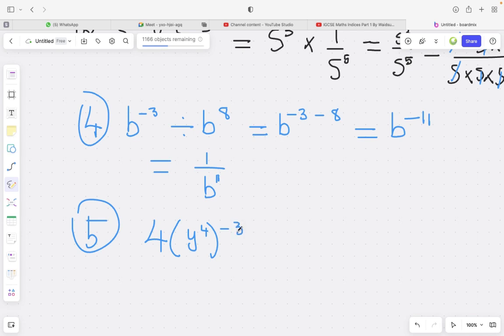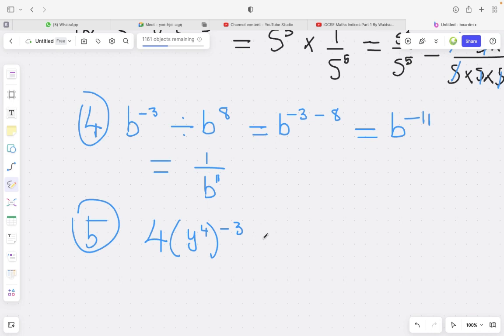They say simplify this. So what do we do? This power is only talking to something inside the bracket. If you're not inside the bracket, this negative 3 power is not talking to you. This negative 3 power is not talking to this 4, because this 4 is not inside the bracket. If 4 was inside the bracket, then this negative 3 power would also be talking to the 4.